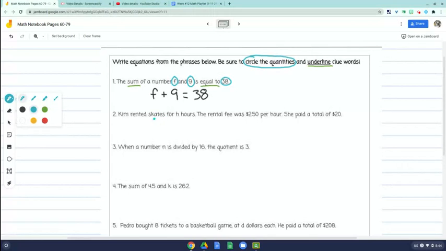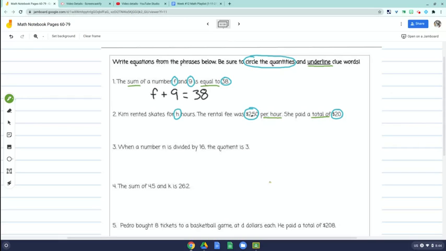Let's circle the quantities here. We have h for hours. We've got $2.50, and that looks like $250, but there's actually a decimal there, sorry. $2.50 per hour, and she pays a total of $20. All right. Now let's underline the clue words. We've got rental fee was $2.50 per hour, and a total of $20.